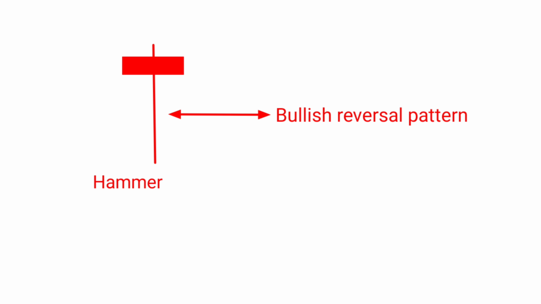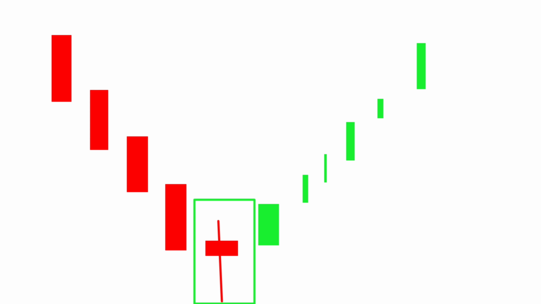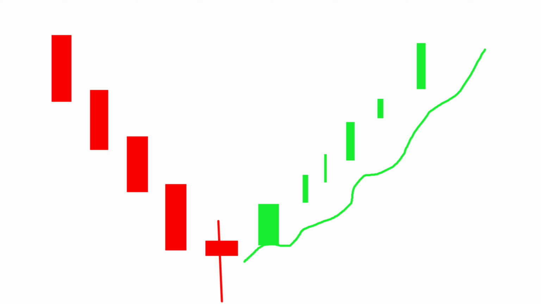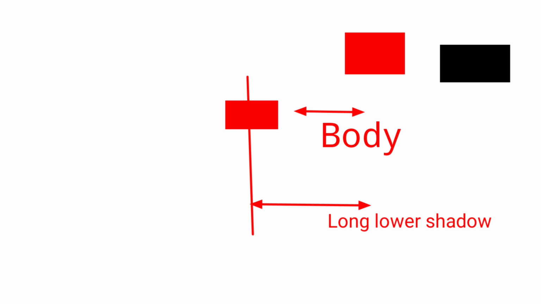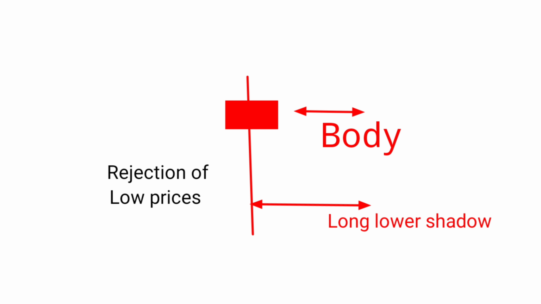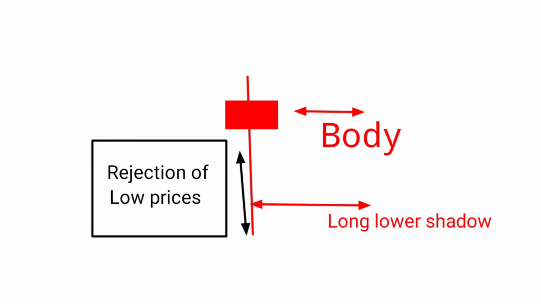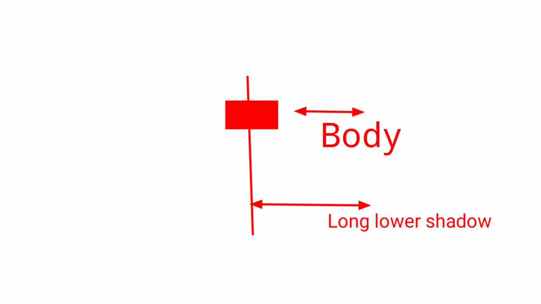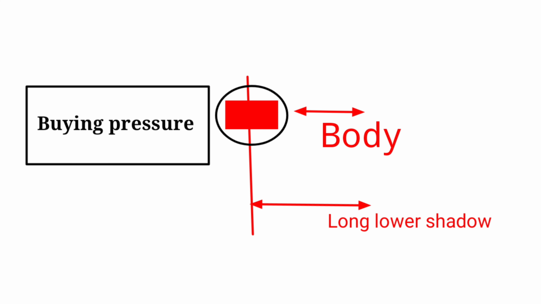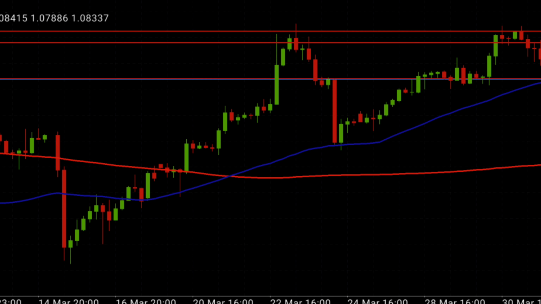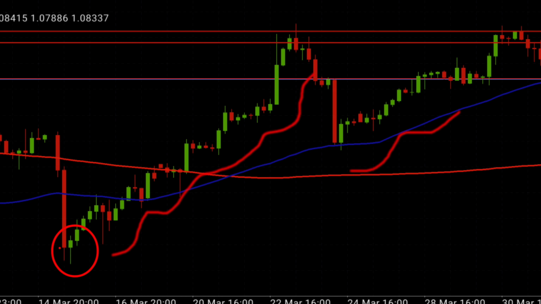Hammer is a bullish reversal pattern that forms at the bottom of a downtrend, signaling a potential trend reversal to the upside. The hammer has a long lower shadow and a small real body, typically red or black. The long lower shadow represents the rejection of low prices and the small real body represents the buying pressure overcoming the selling pressure.